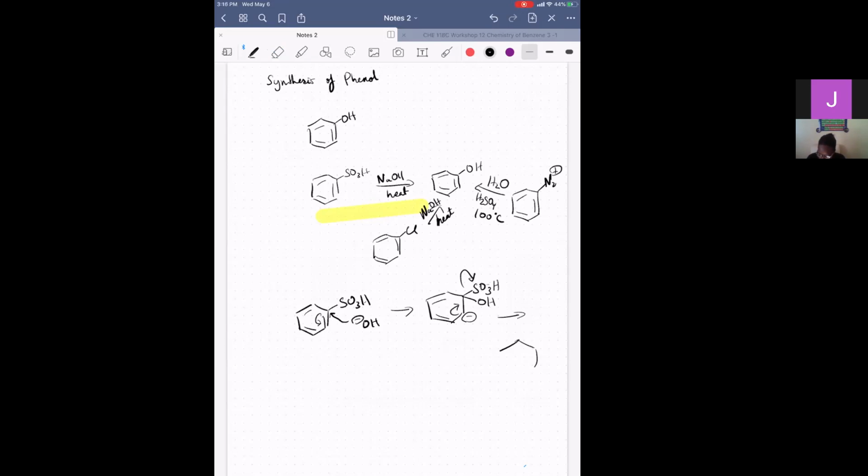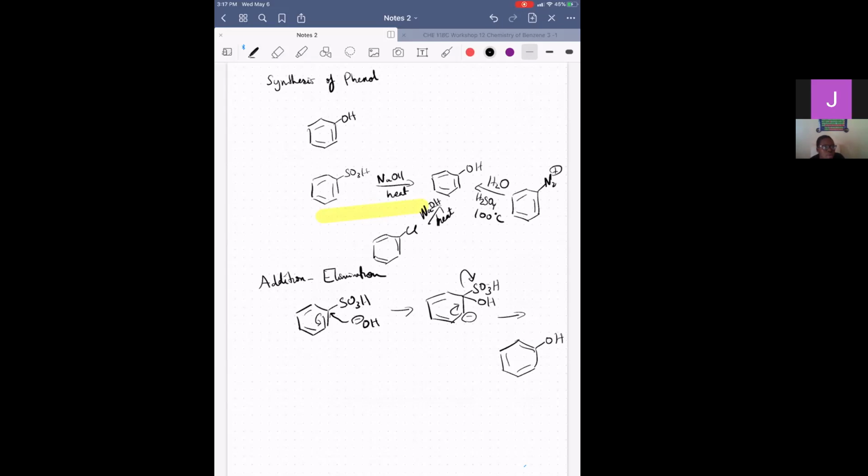So now we've regenerated our double bond, and we've replaced our SO3H with just OH. So this is our addition-elimination mechanism. What we're saying is that we have addition first, and then the best leaving group is lost, and our sulfur-containing functional group is our best leaving group. We'll see that, and then we can restore aromaticity here.